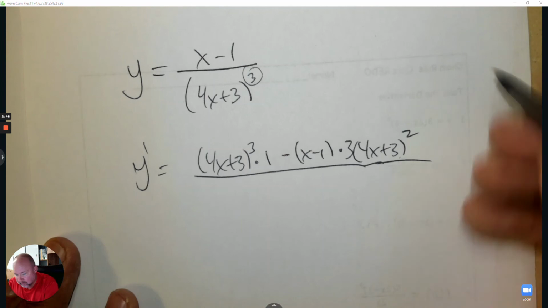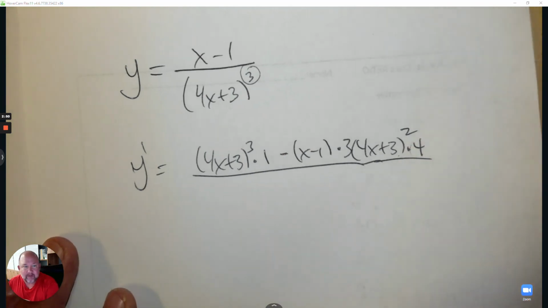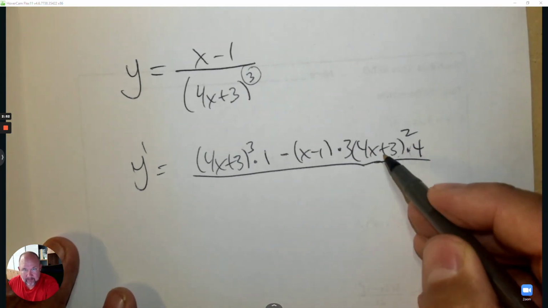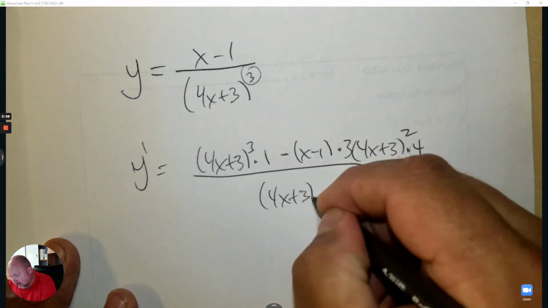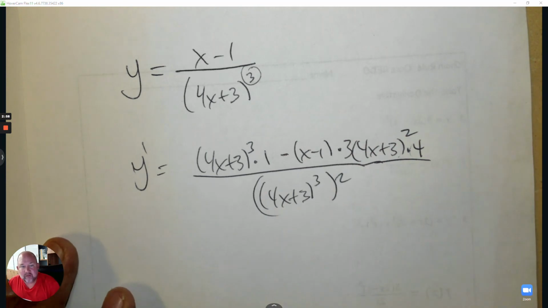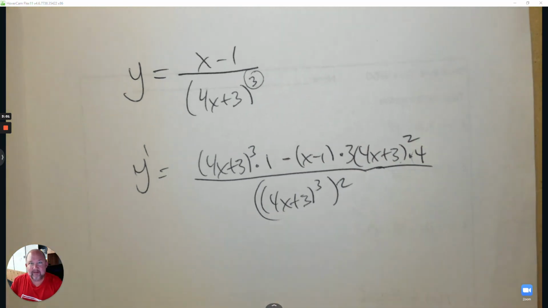So the derivative of 4x, we need that 4 there from the derivative of the base that needs to be included. And then we take the denominator and square it. We can just do that to square it, or you can multiply the exponents together.